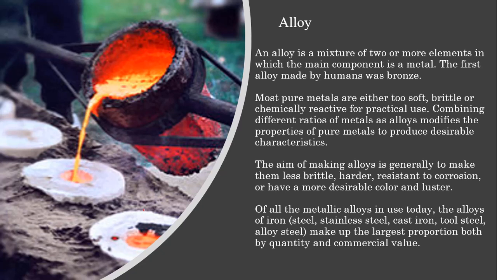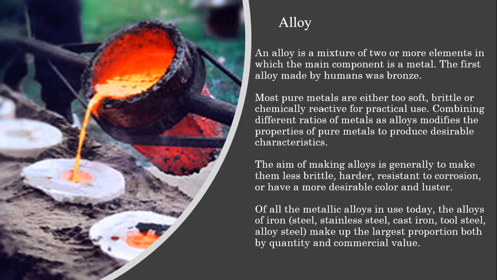What type of alloy it is, what are its properties, what are the main components, that we will study in later part of the unit. As of now, just remember the alloy is nothing but a mixture of two or more elements. It can be two or more metals or a metal and some other element. When we have the mixture of two or more elements or two or more metals, it results into an alloy. Most pure metals are either too soft, brittle, or chemically reactive for practical use.